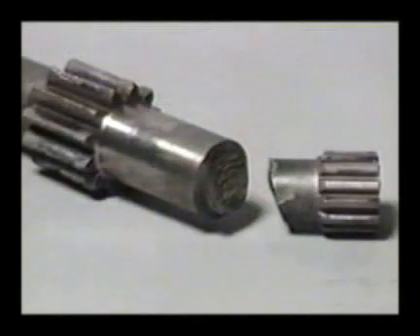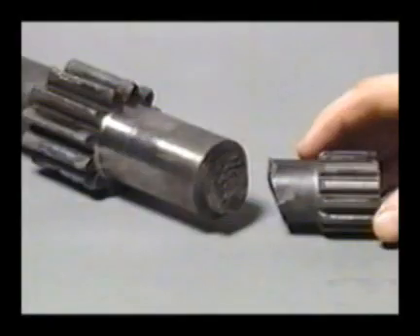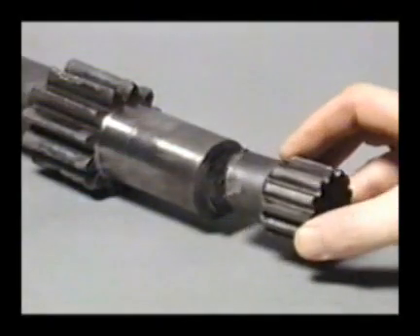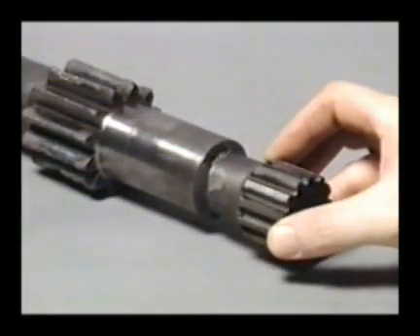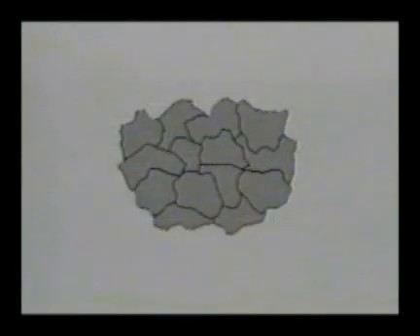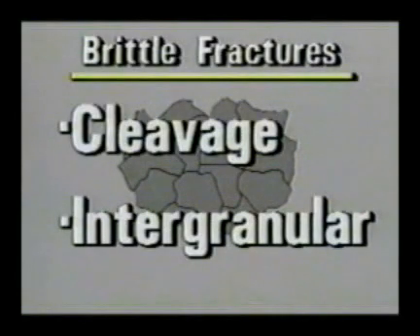Brittle fractures are usually the result of a sudden impact load. Fracture occurs instantly, and there is little deformation. That is, the part doesn't change shape. If the two mating parts were placed together, the part would look largely undamaged. Brittle fractures can be further divided into two types: cleavage and intergranular.